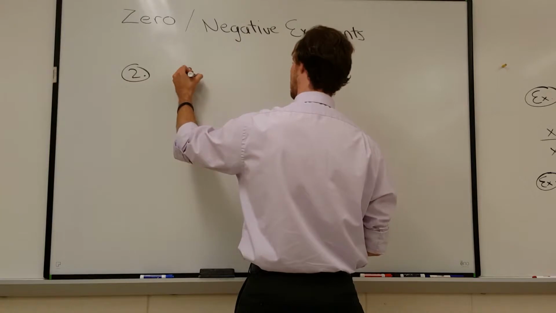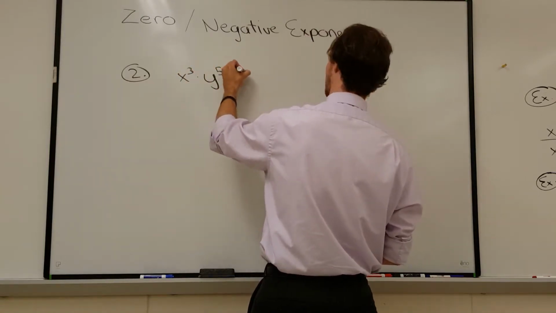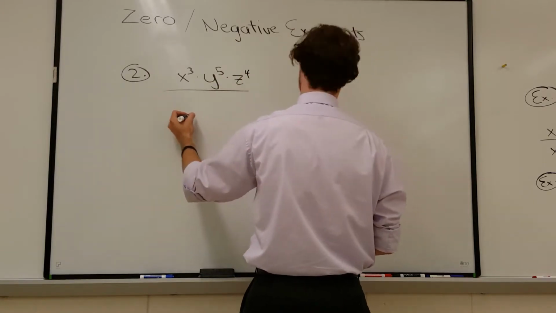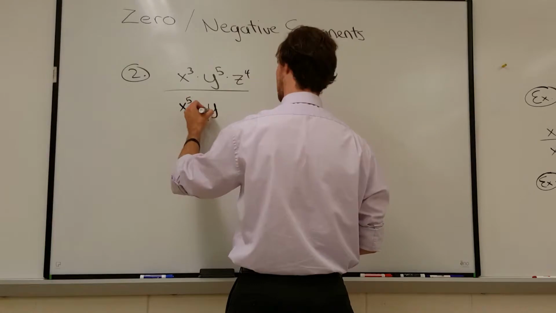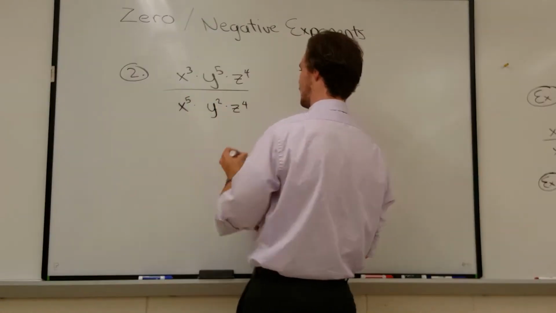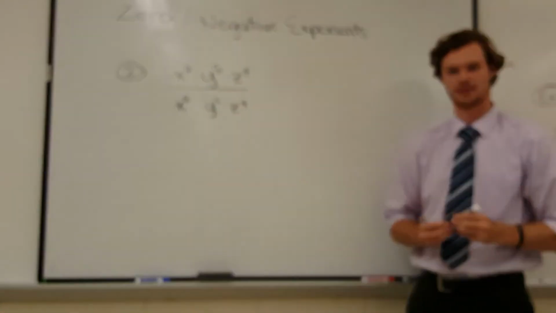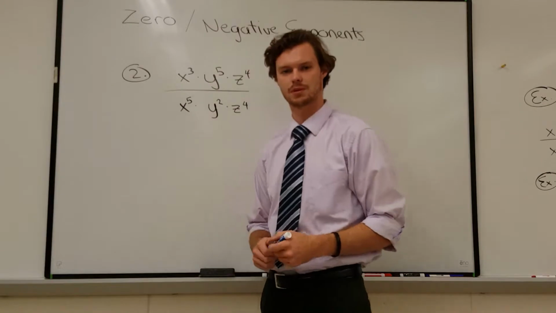x to the 3rd times y to the 5th times z to the 4th, all over x to the 5th times y to the 2nd times z to the 4th. All right, so obviously a little bit longer. We got a lot of variables in here. Here's how I like to think about these problems, and they're a little weird.